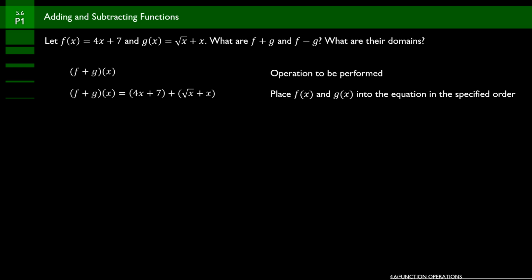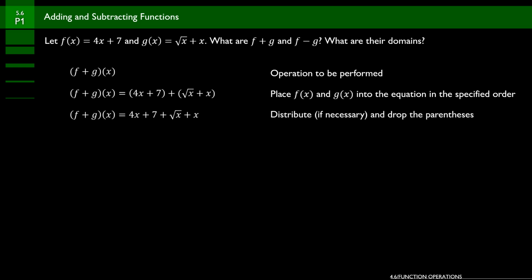Then the next thing that we've got is g of x. So right after that plus sign, we're going to write in the quantity that represents g of x. So the square root of x plus x. Now what we're going to do is order of operations. So we're going to look at each of the quantities and ask ourselves, is there anything that we can do to simplify inside the parentheses? In both cases, there's nothing that we can do to simplify inside the parentheses, so we drop the parentheses.